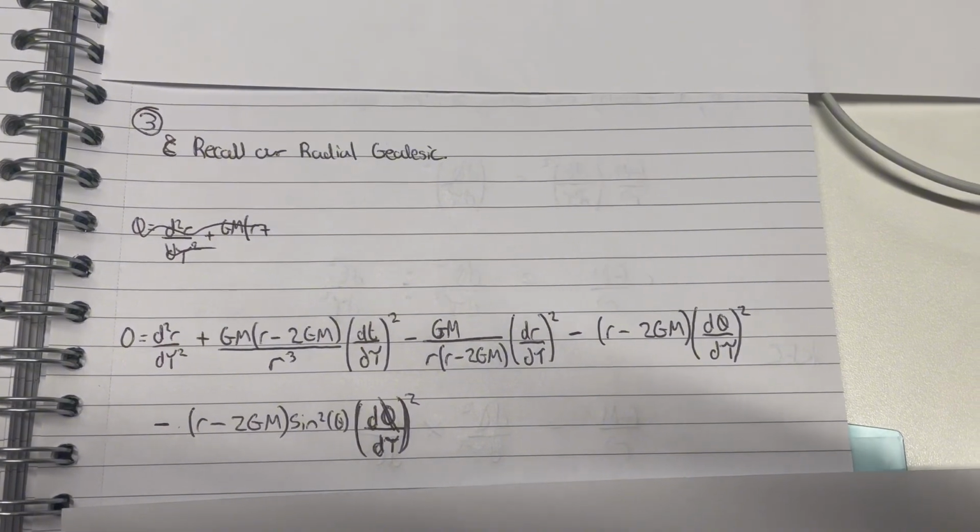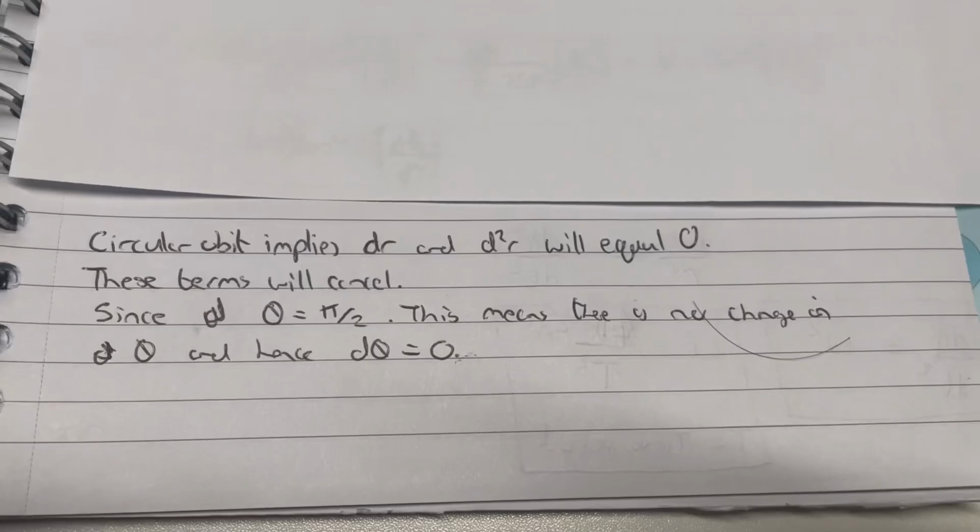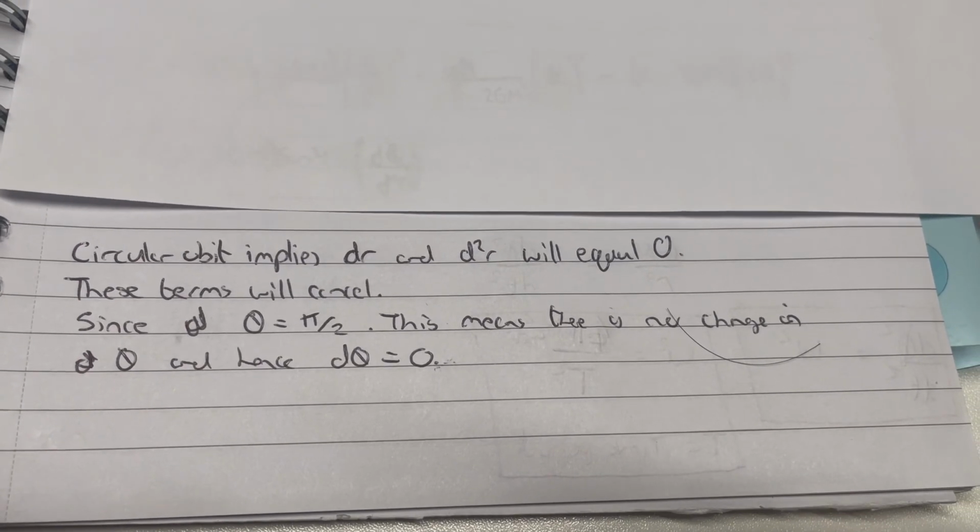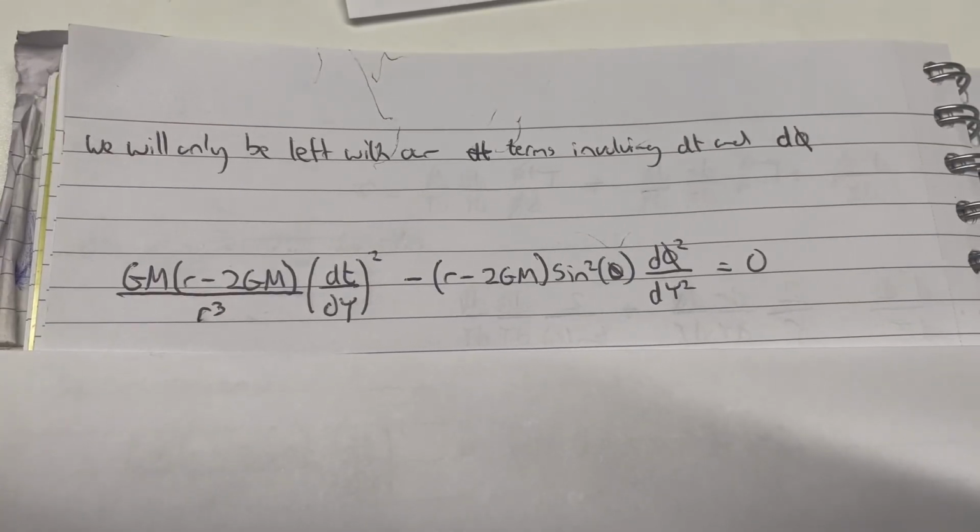So question 3 asks us to look at the radial geodesic equation. And from theta being set to a constant, and from understanding that a circular orbit will mean the radius is also constant, we can remove all the terms involving a differential of r and theta. This simplifies our equation quite a lot.